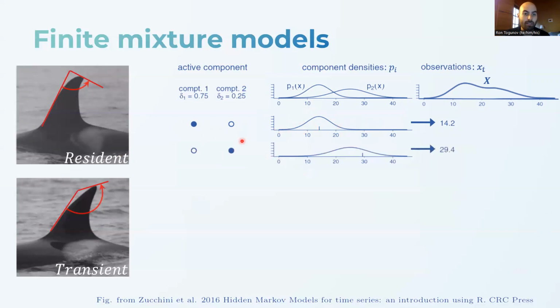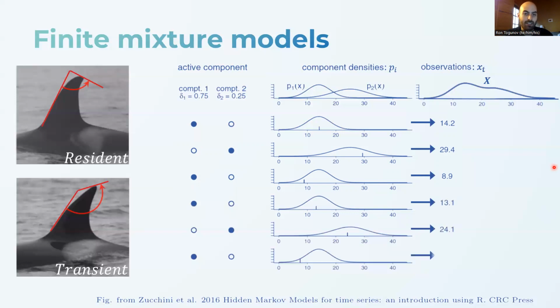The next individual happens to be from component 2, and thus its observation is sampled from the population associated with component 2 and happens to be 29.4. In the next measure, it happens to be in component 1. We measure 8.9, and this is repeated for all observations. And for each observation, it's drawn from the associated component based on what component it is in. Now, the goal of the finite mixture model is to estimate the parameters associated with each component's probability density, as well as the weights or probabilities associated with being in each component.